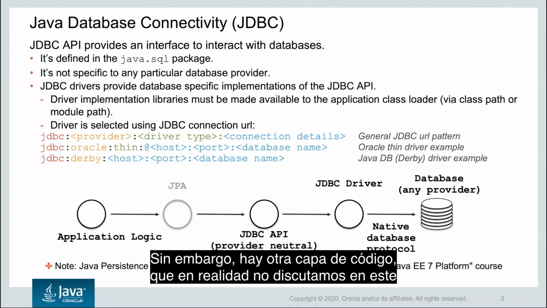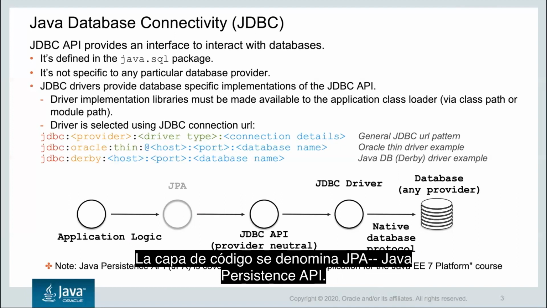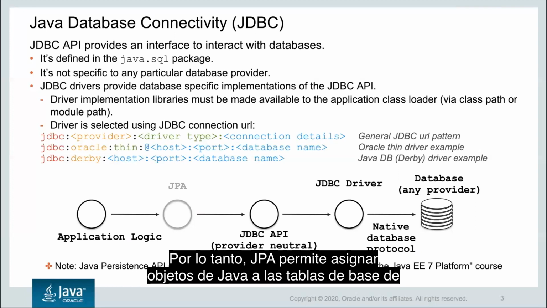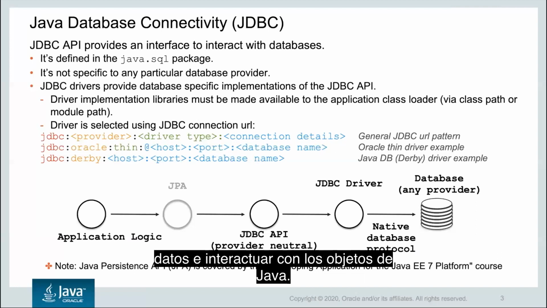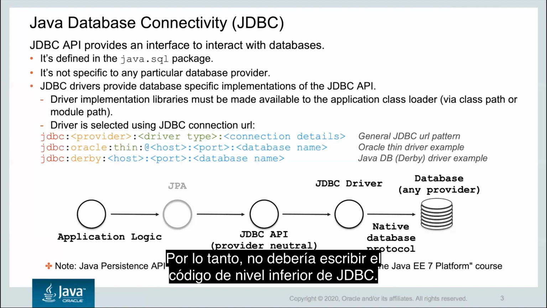However, there's another layer of code which we actually don't discuss in this course at all. That layer of code is called JPA, the Java Persistence API. That is an automation on top of JDBC, basically. So JPA allows you to map Java objects to your database tables and interact with your Java objects. And then the JPA API will translate these into the actual underlying JDBC statements. So you would not be writing the low-level JDBC code.